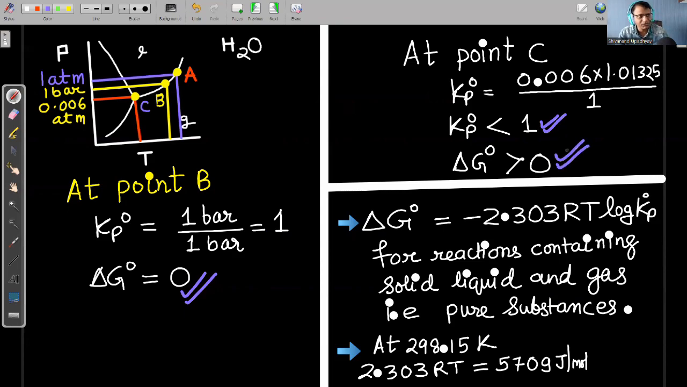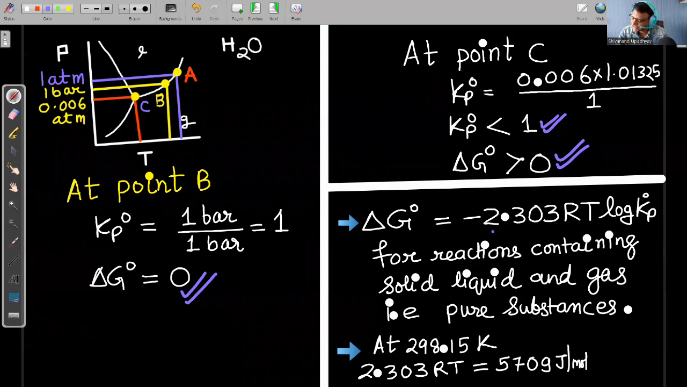So this is the best example to explain that at equilibrium, delta G is always 0, but delta G naught may be positive, may be negative, or may be 0, depending upon the value of the equilibrium constant. There are many questions in JEE Mains based on this formula, right? So when we are using this formula, delta G naught is equal to minus 2.303 RT log Kp naught. If I want to calculate this Kp naught, I have to solve this value.